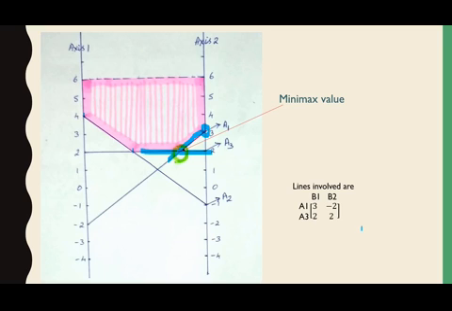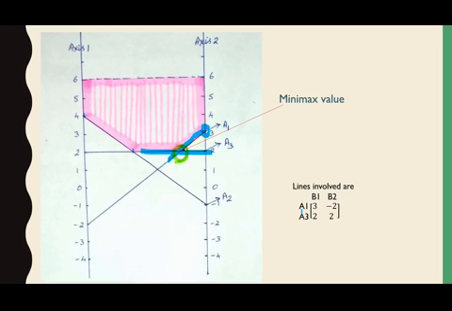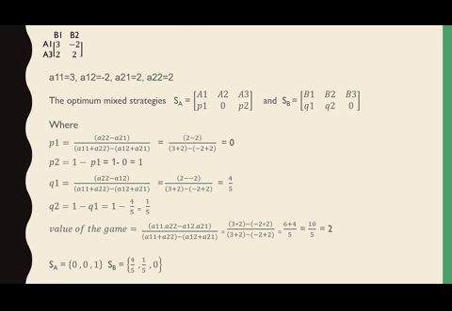Now the problem is a 2 cross 2 problem. Straight away apply the formula method and try to solve it. So A11 is 3, A12 is minus 2, A21 is 2, A22 is 2. The optimal strategies I was left out with are A1 and A3, right? So A1 and A3 we were left out with, so A2 is 0. We were left out with B1 and B2, so B3 is 0.